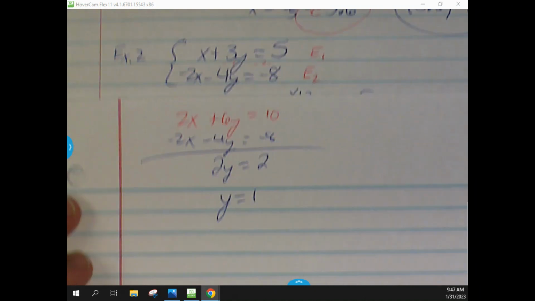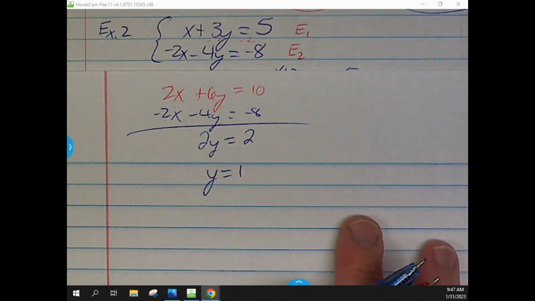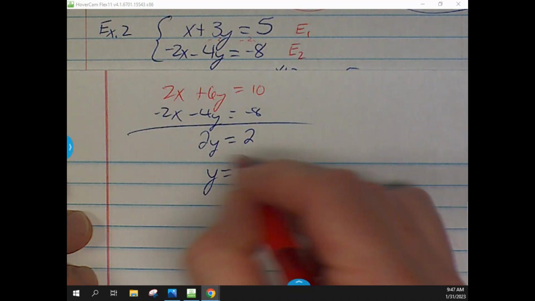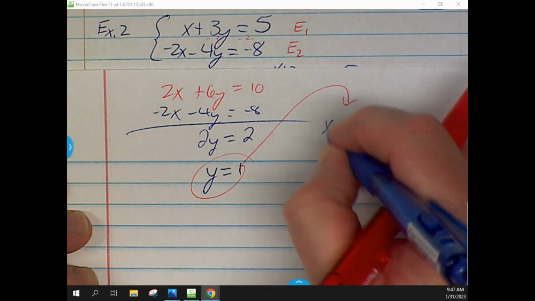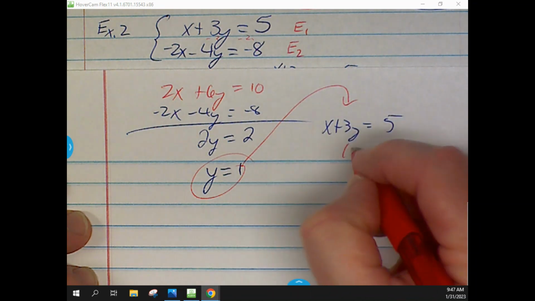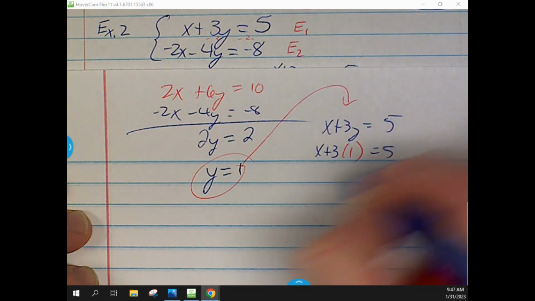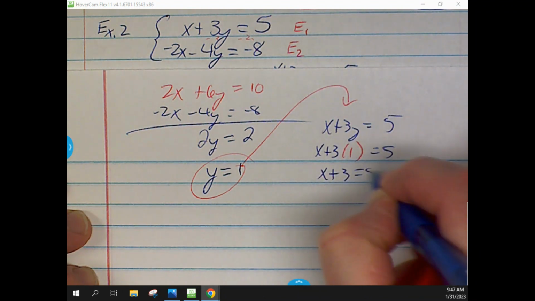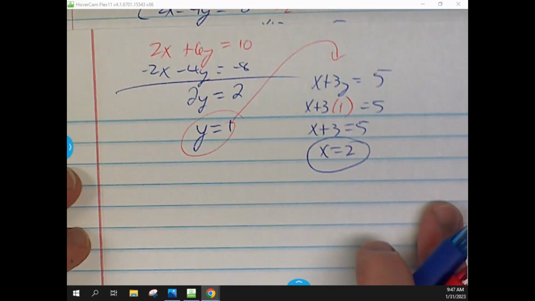If they don't give you y equals something or x equals something, I would say just skip that and just do elimination, because it's going to be a whole lot faster to then turn around and take this number and plug it back in. Plug in the 1. There you go. And that's just how fast you can get it that way.